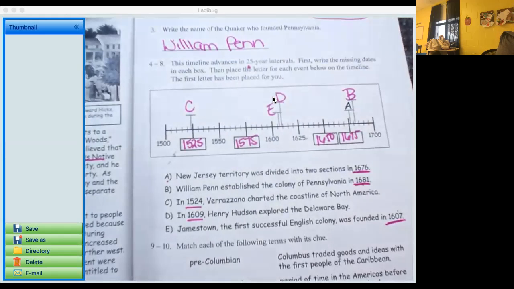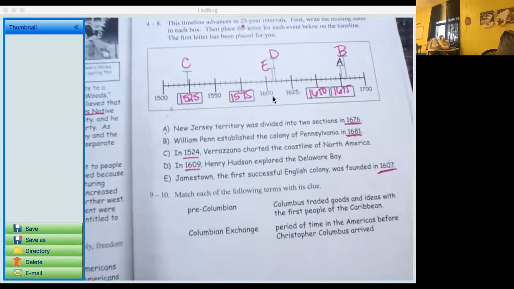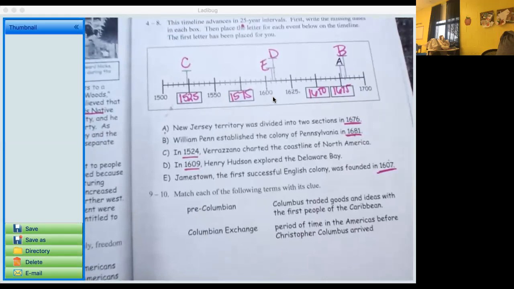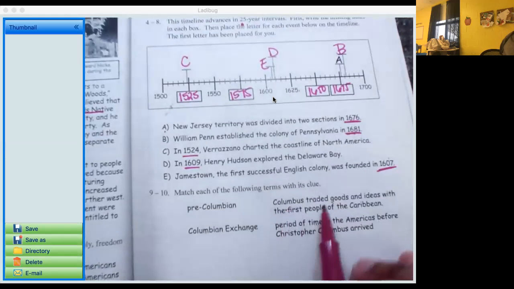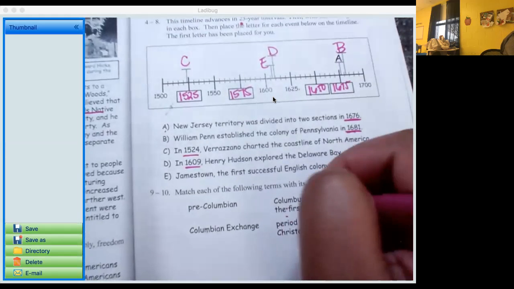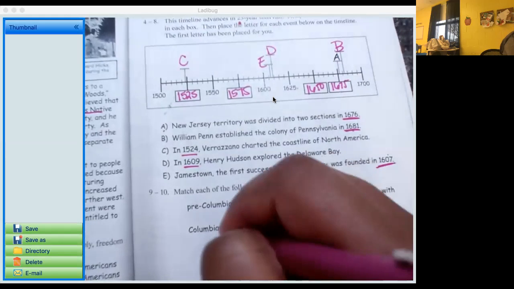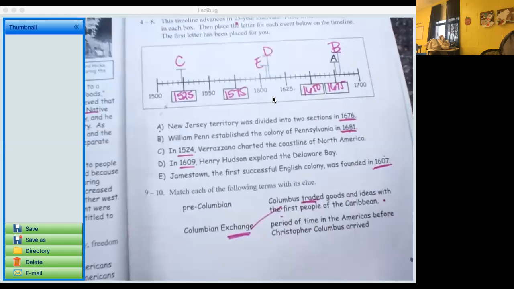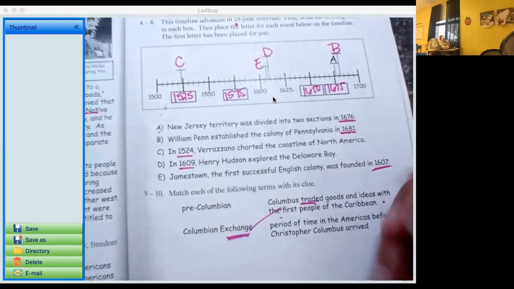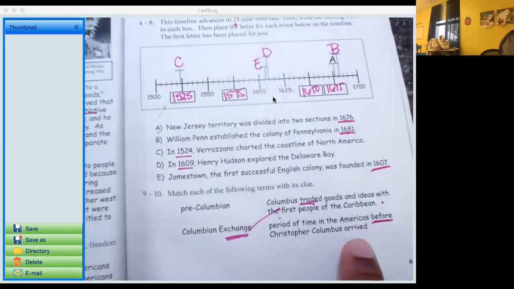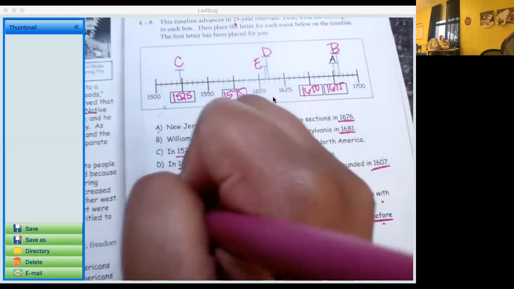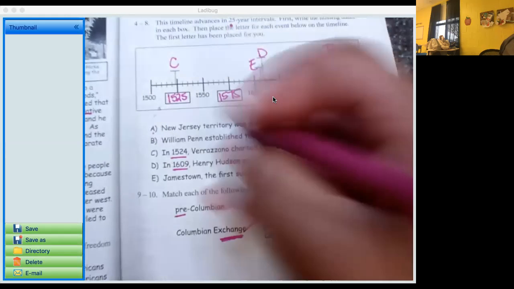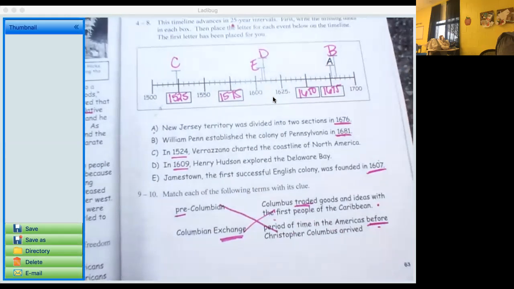Okay. All right, last questions. Match each of the following with its clue. So we have pre-Columbian and then Columbian exchange. So our clue here says Columbus traded goods and ideas with the first people of the Caribbean. The word traded gives me a clue here. I know exchange and trade kind of mean the same thing. So I know that was the Columbian exchange. And then we have the period of time in America before Christopher Columbus arrived. I know that before and pre mean the same thing. So this must be the pre-Columbian era.